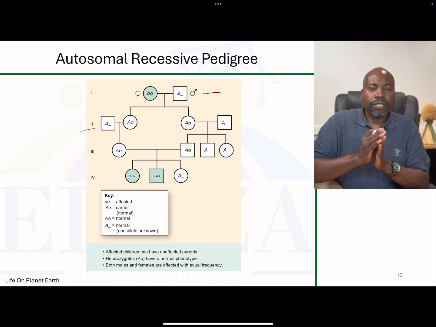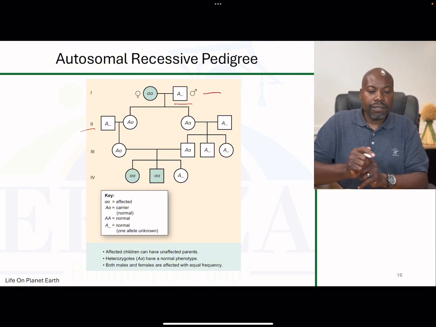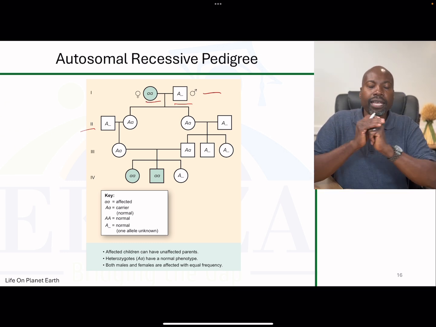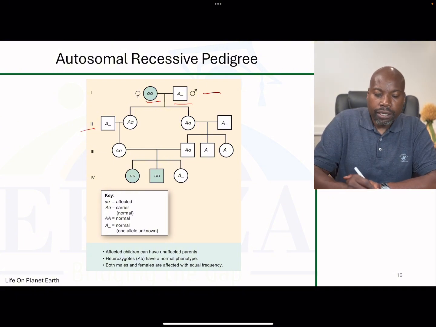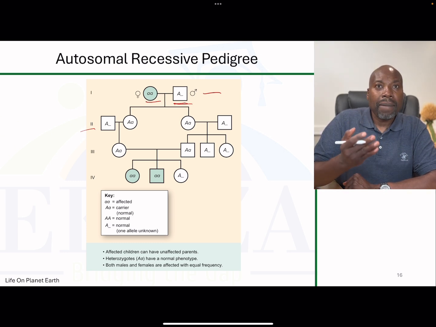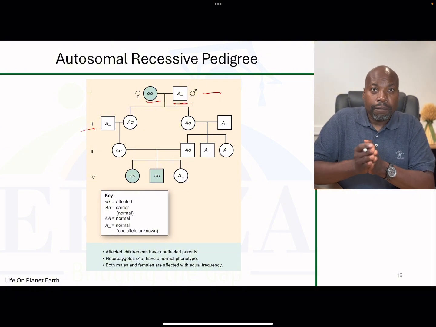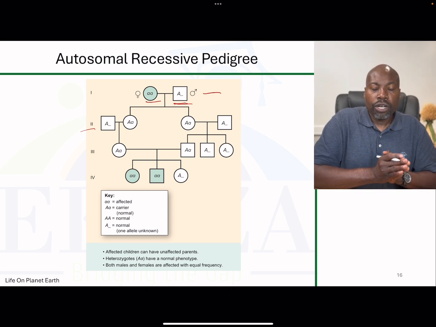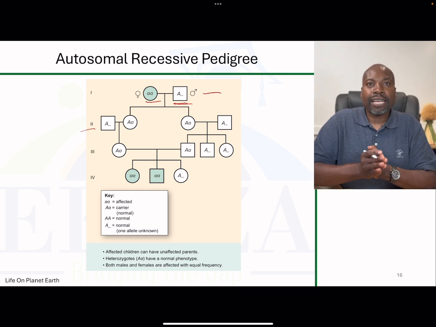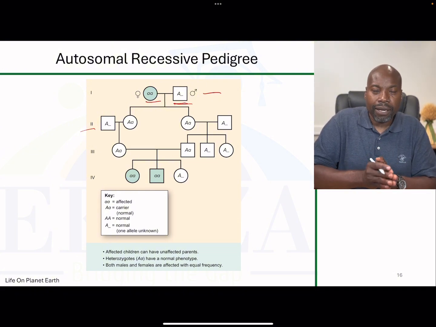Typically, when we look at a pedigree, and I'm not going to bug you with the details, just know that in a pedigree, a square represents males, a circle represents females. That's one thing you want to know. The second thing is that an empty square represents a normal, unaffected male. A square that is filled with color represents affected males. By the same token, a circle that is empty represents an unaffected female. A circle that is filled with color represents an affected female, right?